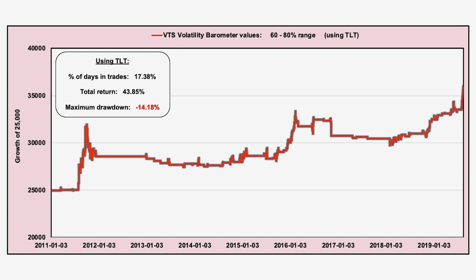You can see here it's been quite a consistent performer. Since inception in 2011, the barometer has spent 17.38% of trading days in this 60 to 80% range. And holding TLT shows a total return of 43.85%, with a maximum drawdown of only minus 14.18%. So I have no complaints whatsoever with this. Remember, this is when the market volatility is elevated, so getting any return at all here is worth it, especially if it's done with manageable drawdowns.